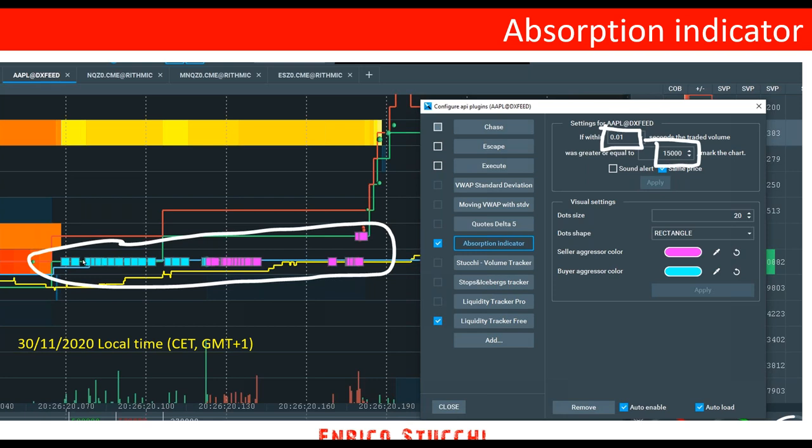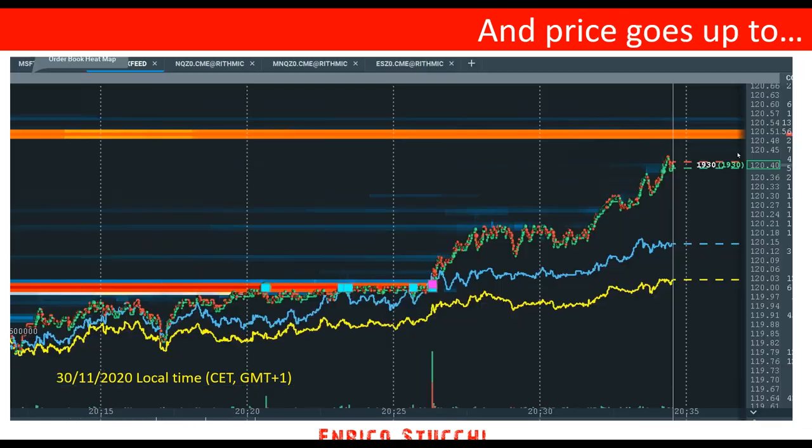This is what Bruce said before. I'm using purple for sellers and light blue for buyers, and the absorption indicator stands for 15,000 shares bought or sold in 1/100 of a second. Okay.